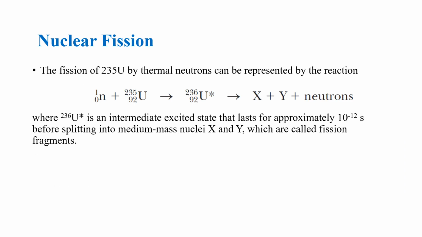The fission of uranium-235 by thermal neutrons can be represented by the reaction given below. What you have here is a stray neutron that hits uranium-235 or is absorbed by uranium-235, which then forms an unstable uranium-236. And since this is an intermediate excited state or unstable state, this lasts for approximately only 10 to the negative 12 seconds only, before splitting into your medium mass nuclei X and Y, which are what you call your fission fragments, and also produce other extra neutrons in the process.